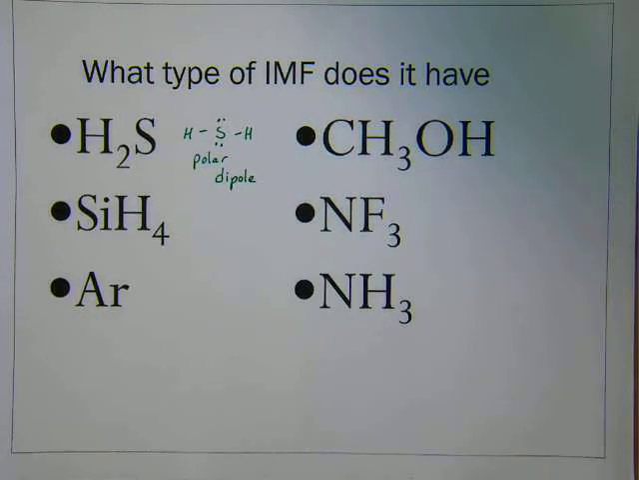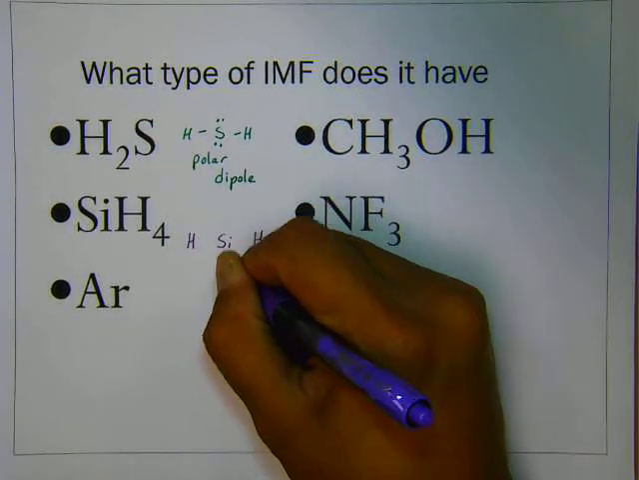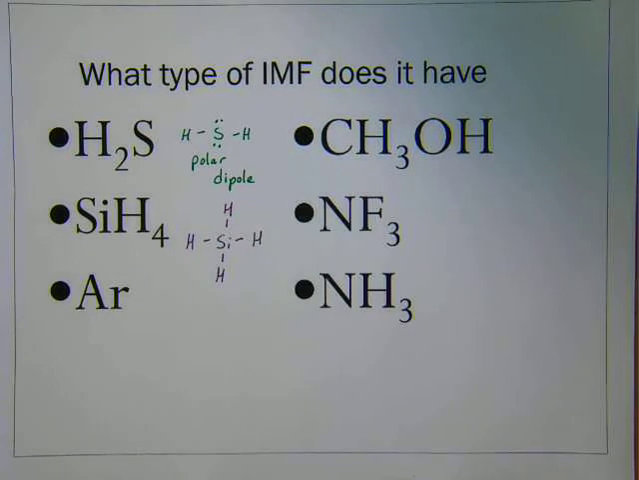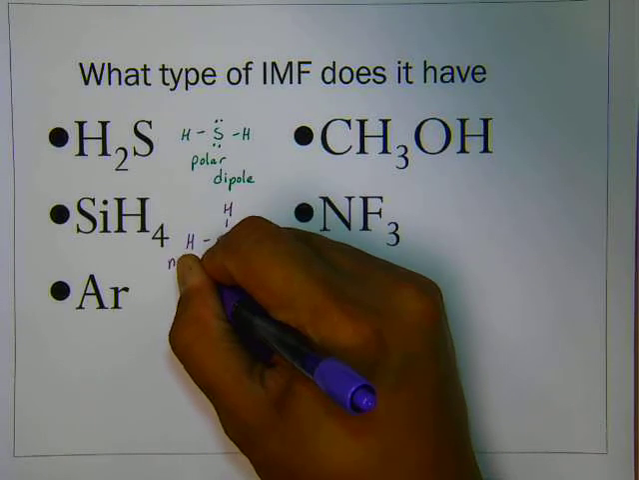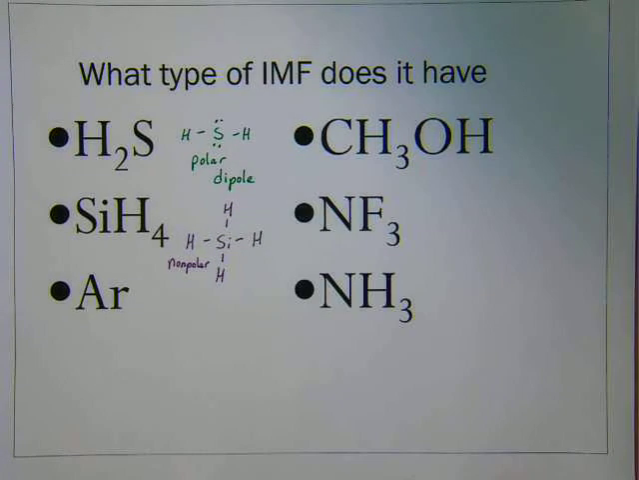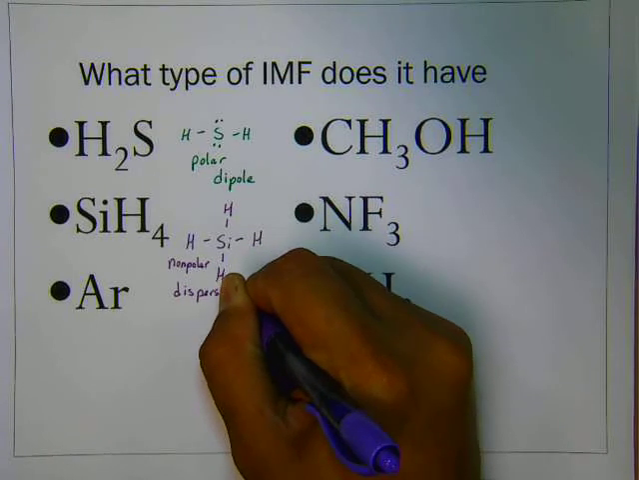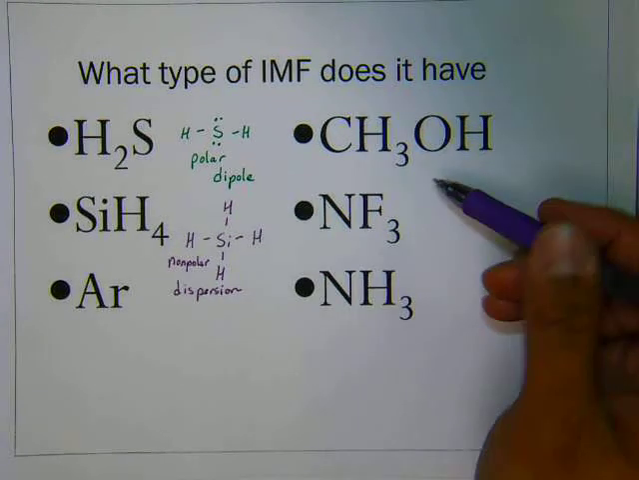SiH4. SiH4 has Si in the middle, H, H, H, and H with single bonds all around. Now silicon has no dots around it, so this is nonpolar or pure. Now, all nonpolar molecules have dispersion forces. So SiH4 is dispersion. We're going to skip argon, come back to that later.